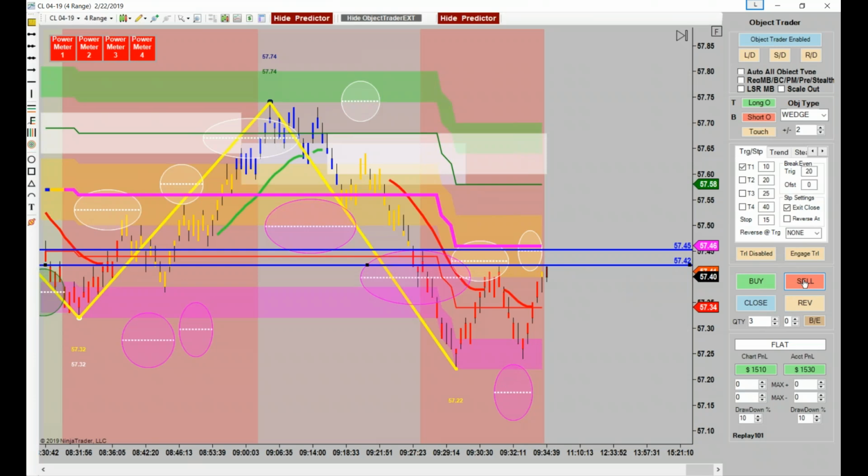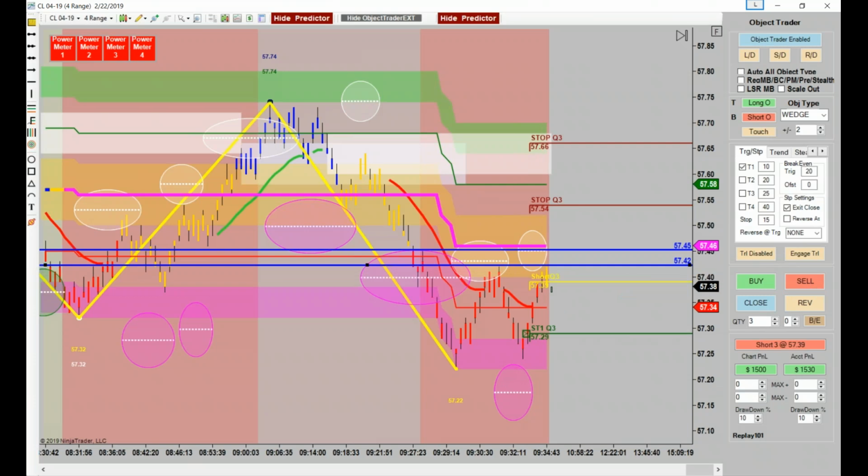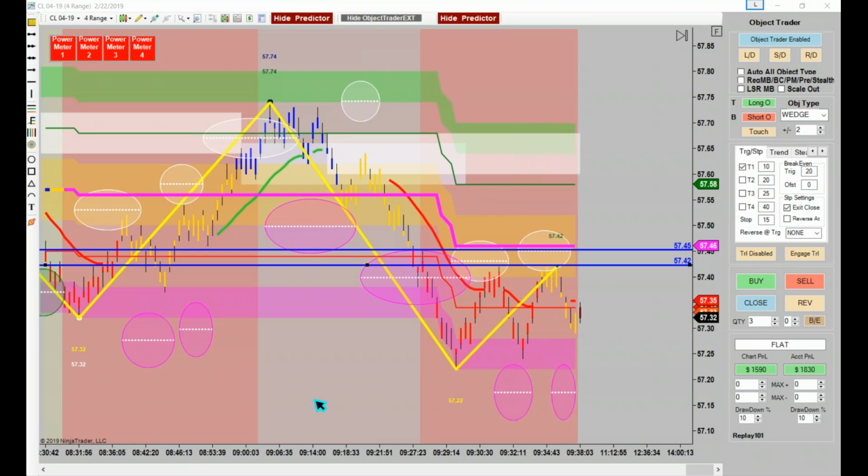Ooh, that's a yellow bar probe. What do y'all think? 10 ticks. Let's see if we can get it. There you go. Just kicked your P&L up.